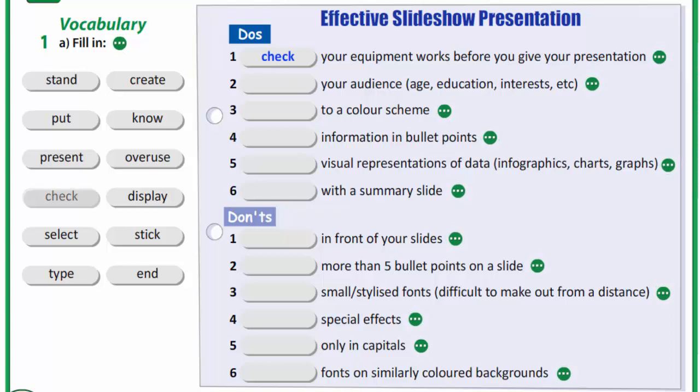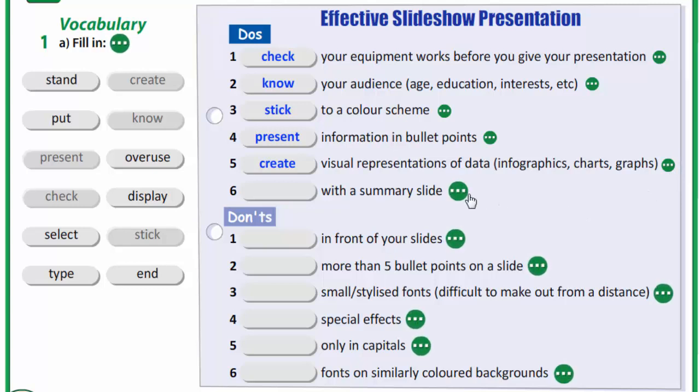What should we do? Check your equipment works before you give your presentation. Know your audience: age, education, interests, etc. Stick to a color scheme. Present information in bullet points. Create visual representations of data: infographics, charts, graphs, etc. End with a summary slide.